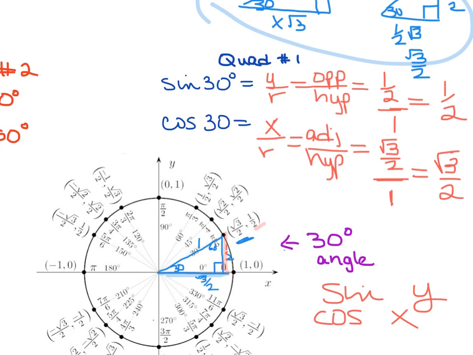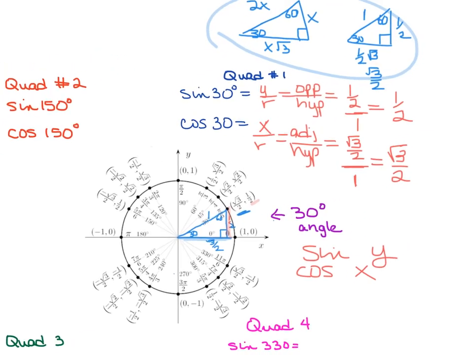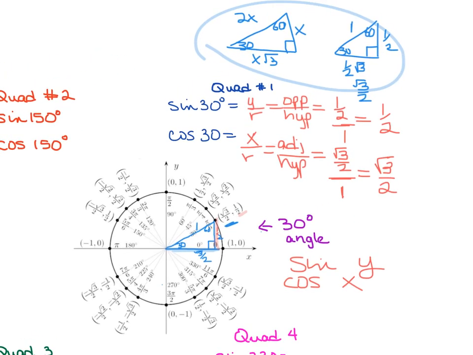Let's try the next quadrant. Now notice in this quadrant, my trick of all students take calculus still applies. Because remember, in that first quadrant, all 6 trig functions are positive. Notice I got a positive result for both.